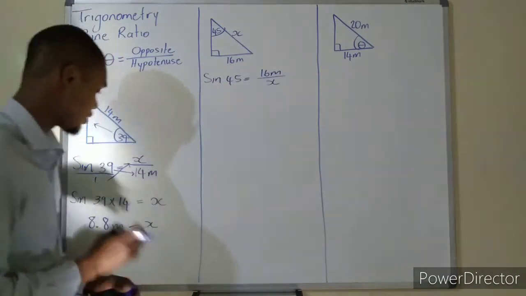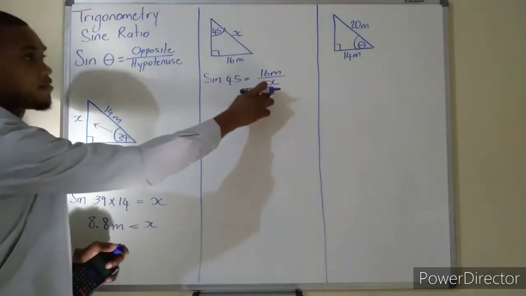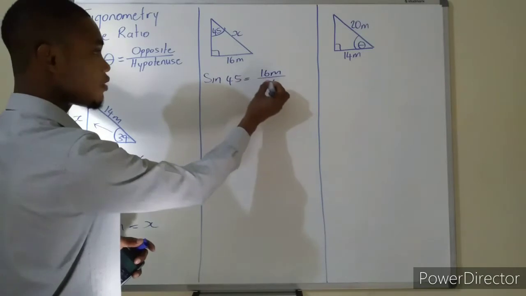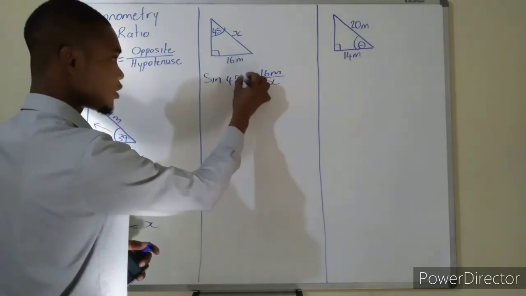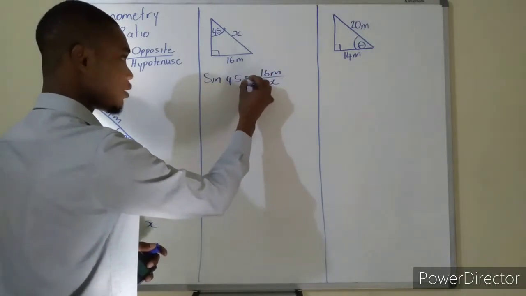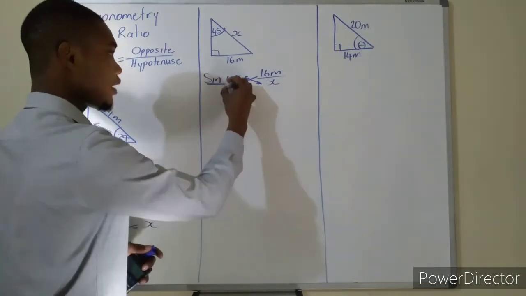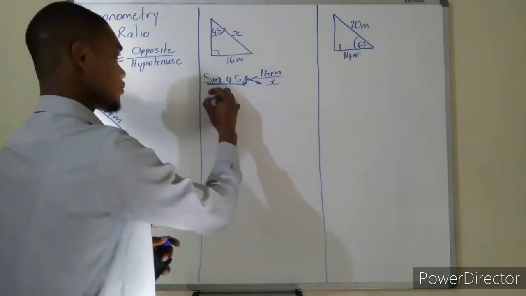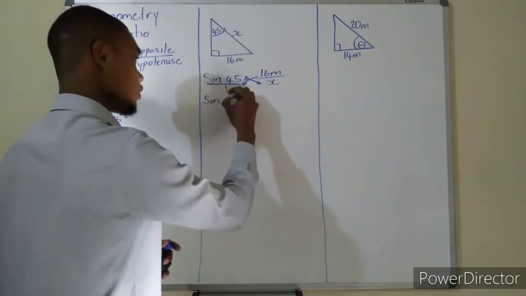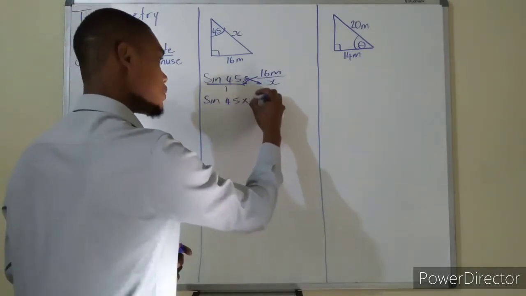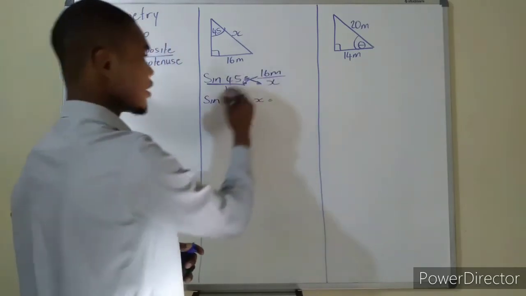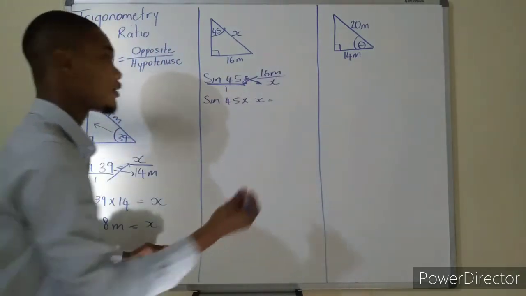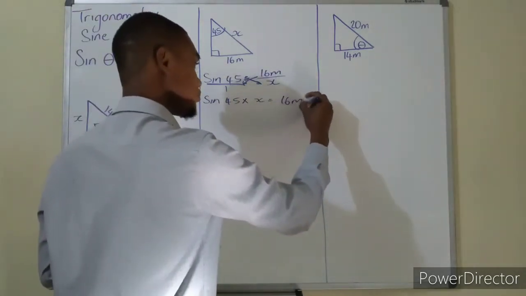Now we are going to do the same thing right here to find the value of x. If you want the value of x, you cross multiply, or use the rule of ratio. You will recognize that it's 16 multiplied by 1, and sine 45 multiplied by x must be equal to 16 times 1, that's still 16 meters.